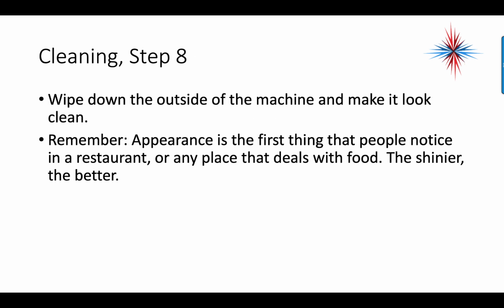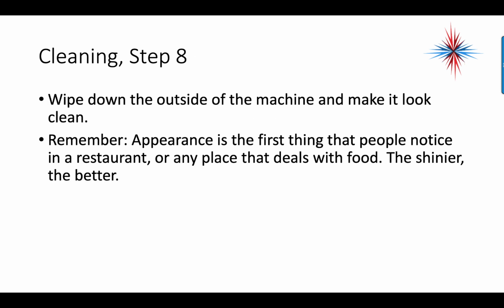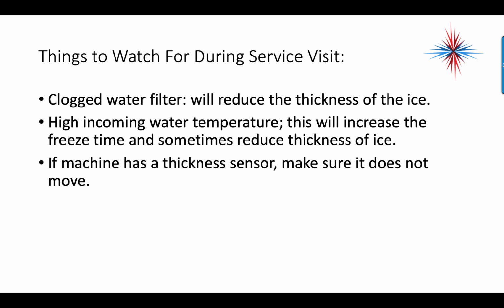Wipe down the outside of the machine and make it look clean. Oh, in this step, throw away the ice that is made in the first 2 cycles. That's why you have to stay for 2 cycles. You have to dispose of that ice. It could be contaminated. Okay, so once you've wiped down the outside of the unit, you make it look clean. Remember, appearance is the first thing that people notice in a restaurant or any place that deals with food. The shinier, the better.